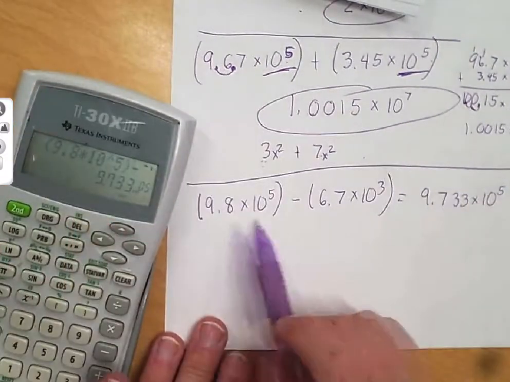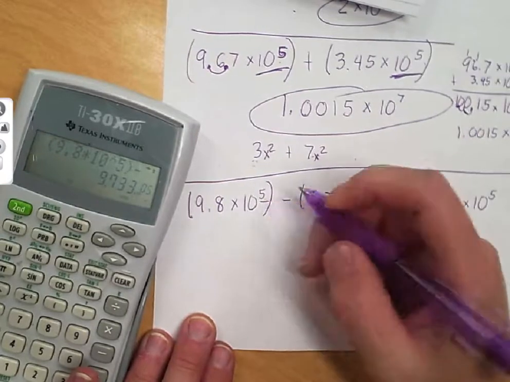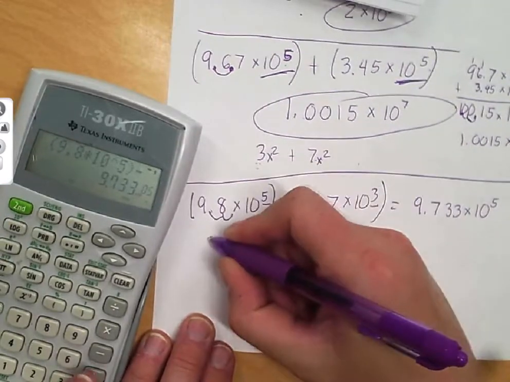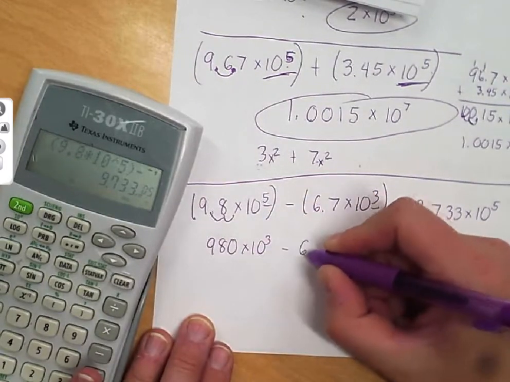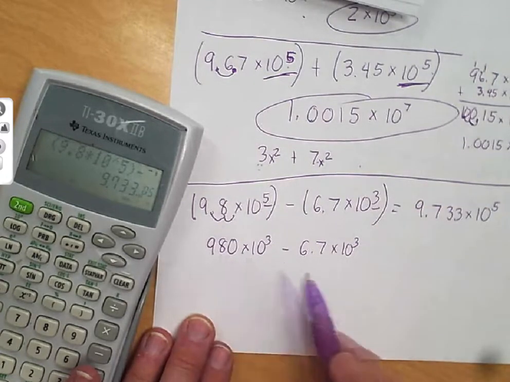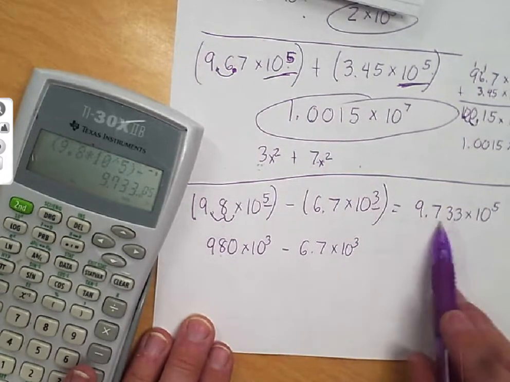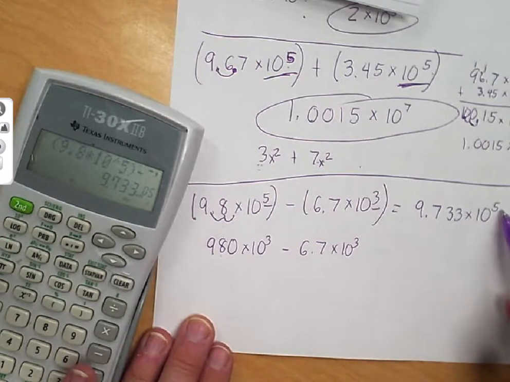Alright, 9.8 minus 6.7 we can't combine because we've got a 3 and a 5, but if I move this over 2, I'd have 980 times 10 to the 3rd minus 6.7 times 10 to the 3rd. 980 minus 6.7 gives me that. And that'd be times 10 to the 3rd, putting it back, gives me this 5.